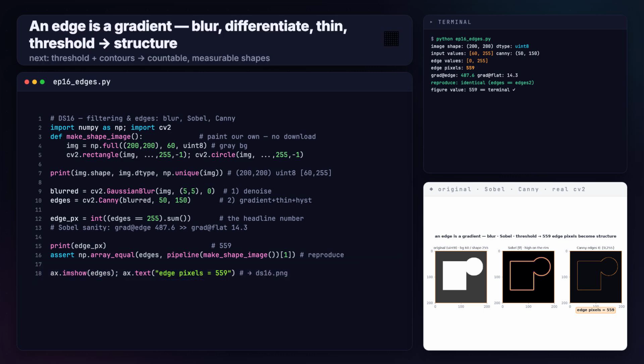So an edge is a gradient and Canny is just blur, differentiate, thin, threshold. Pixels become a thin map of structure. But a map of edges isn't yet a list of objects. Next episode we threshold and pull out contours, turning these glowing outlines into countable, measurable shapes: edges to features.